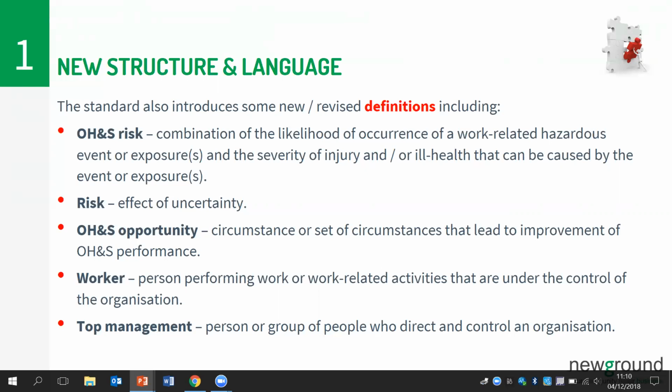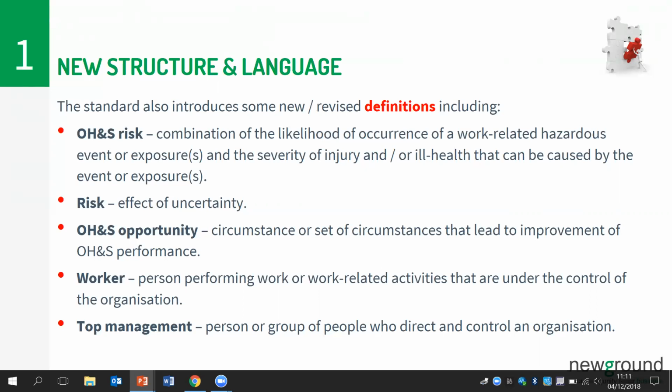which is defined as the effect of uncertainty. So this is more related to what you would typically think of as business risk. So it's very important now when looking at the requirements of the standard to understand the difference between these two definitions. I will be looking at risk in a little bit more detail further into the webinar.